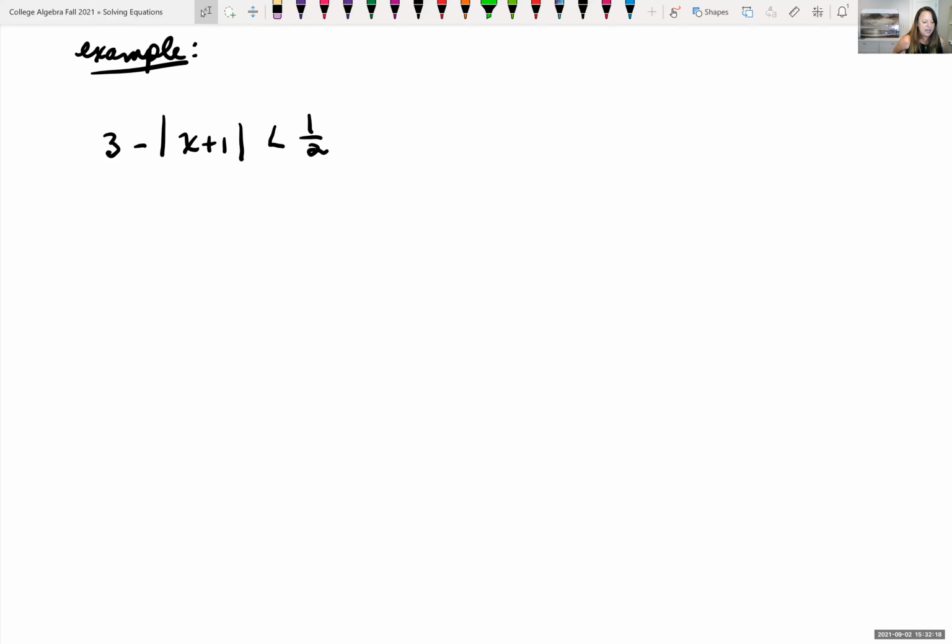So the example we have in front of us now is 3 minus the absolute value of x plus 1 is less than 1/2. So again, we want to isolate this absolute value before we can drop it. I noticed that I need to get that 3 on the other side, and I need to get rid of the negative in front of the absolute value. I don't really like that I have a fraction, and I can clear that, but I don't have to. I'm going to clear it for now, I know I'm going to get it back in a minute, but let's multiply everything through by 2.